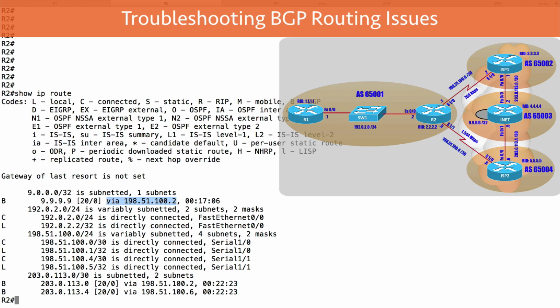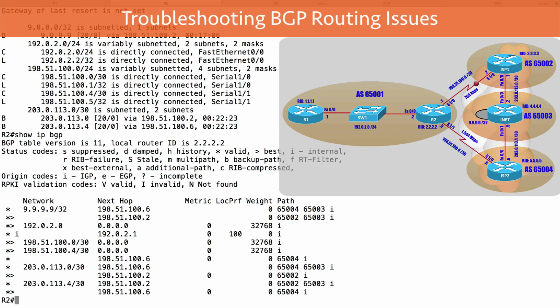Why is that? Well, let's take a look at our BGP table. I'll do a show IP BGP. BGP knows about two different ways to get there. It knows that we could get there via ISP2 or ISP1, but notice the greater than sign. This is telling us that we're using ISP1. And that's this enterprise network, Autonomous System 65001, as it's going out to the internet.